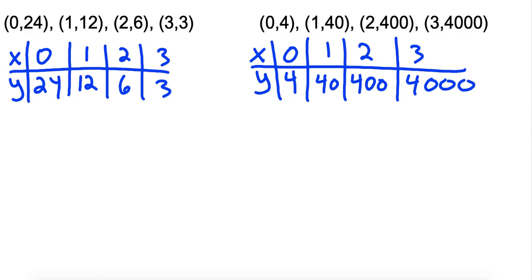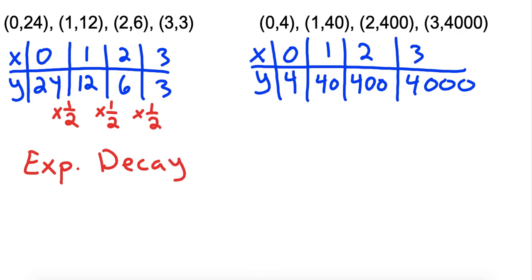So in both cases, our X's are just going up by 1, so that's good. Now we need to see what we are multiplying by. So in the first one, it looks like everything is getting cut in half, or divided by 2. So that means we are multiplying by 1/2. We're multiplying by something smaller than 1, which means it is exponential decay. On the second one, we can clearly see the numbers are getting bigger, and in fact, we are multiplying by 10 every time. So we're multiplying by something bigger than 1, so it is exponential growth.